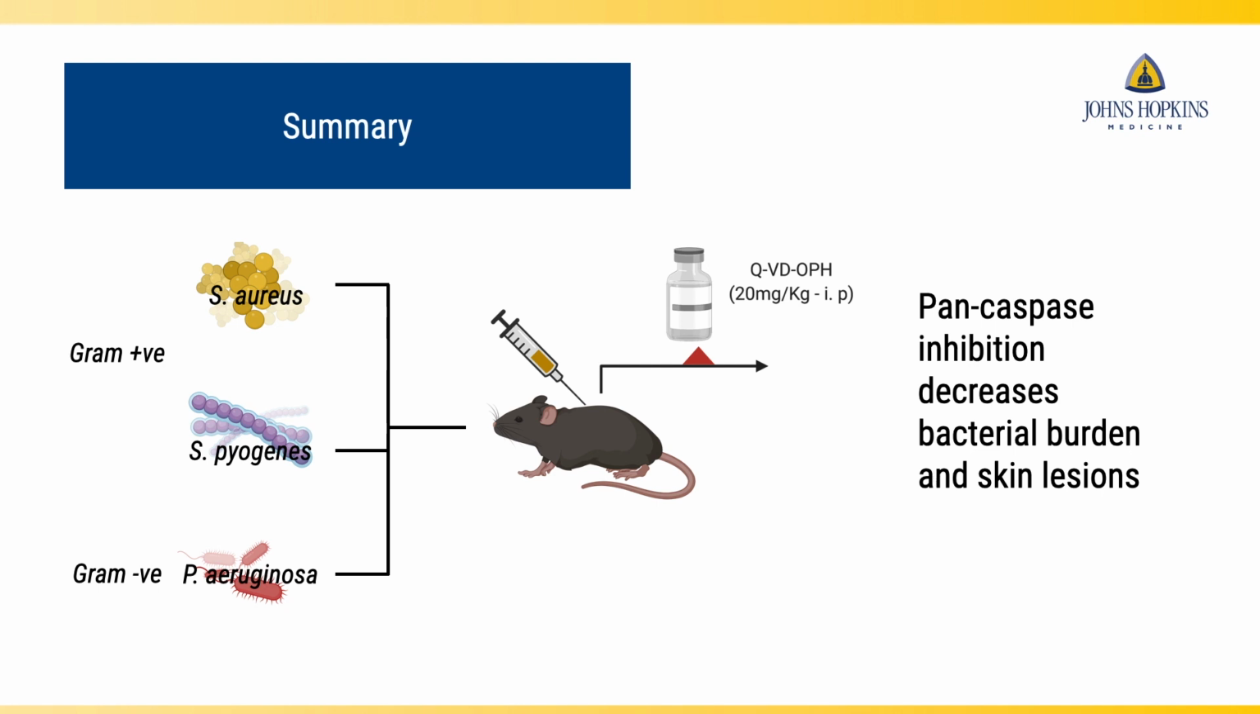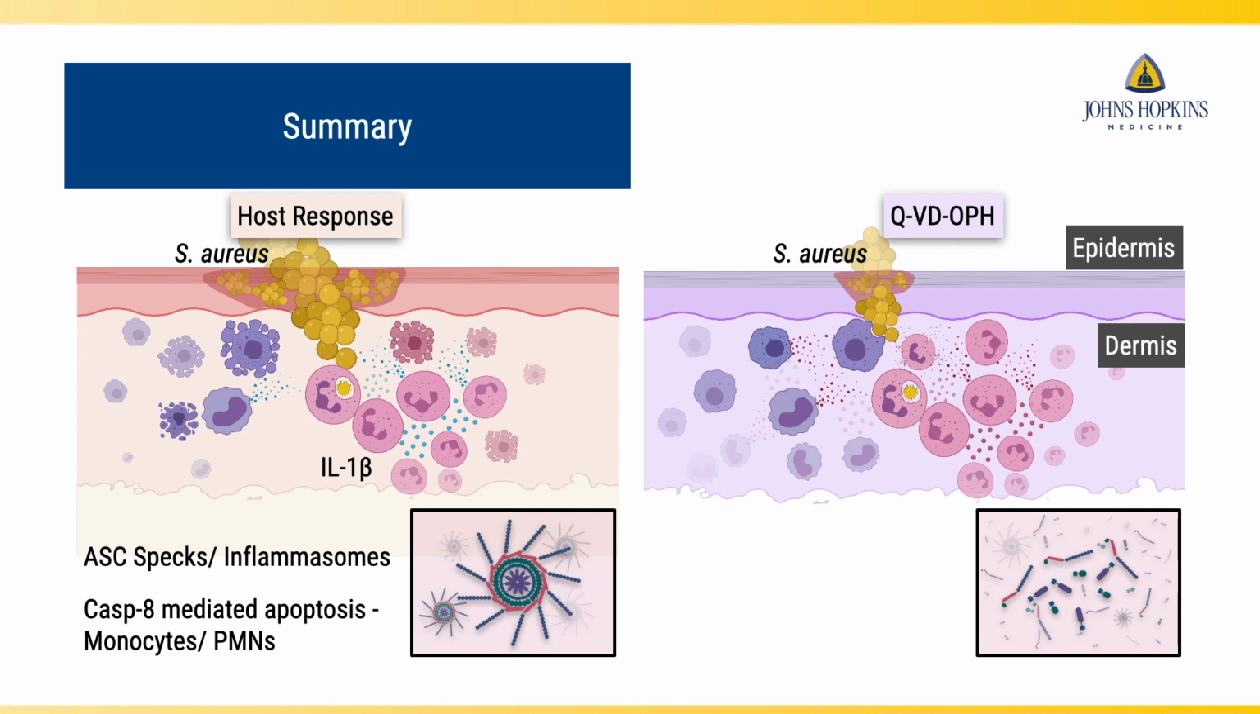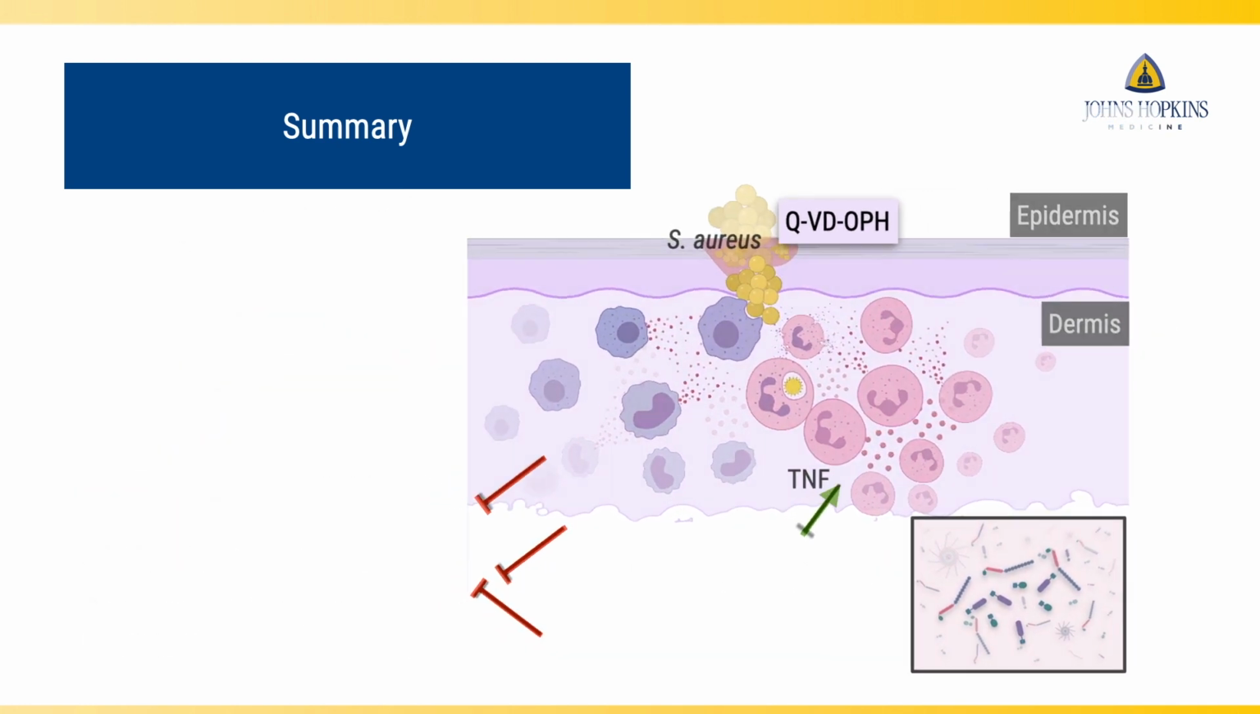In summary, pan-caspase inhibition decreases the bacterial burden and reduces skin lesions for both gram-positive and gram-negative bacteria. And by treating with Q-VD-OPH, we are inhibiting the inflammasome activation and IL-1 beta pathway, thereby altering the host immune response to mount a TNF-dependent bacterial clearance. And furthermore, the inhibitor treatment inhibits caspase 8 mediated apoptosis and increases monocyte and macrophage populations at the site of infection, possibly aiding in the clearance of the infection.